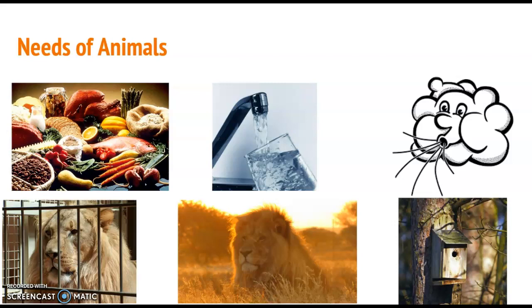Then they must also have shelter. So here we see a birdhouse. Now a bird could also live in a basic nest, but animals must have some kind of shelter.